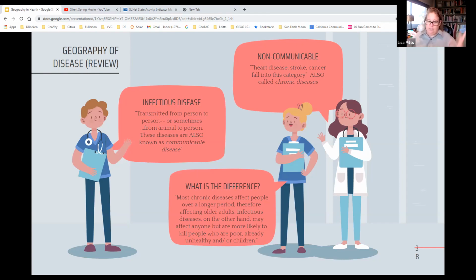So just kind of an interesting idea that these infectious diseases are more likely to kill people and impact people who are poor or already unhealthy, or are children, because kids have lower immunities, I guess.